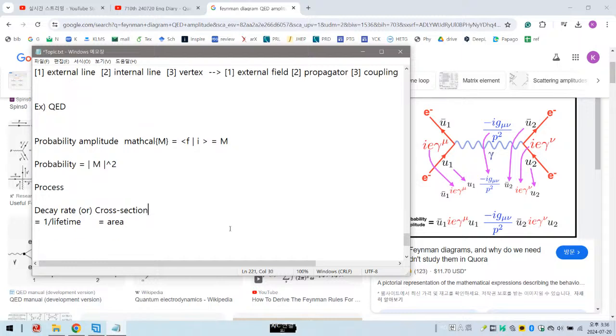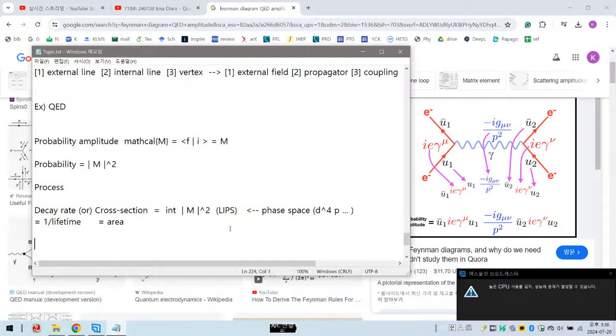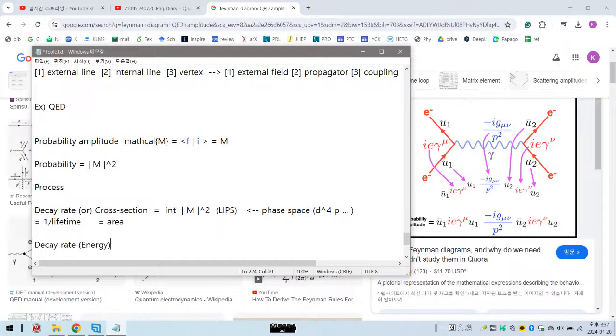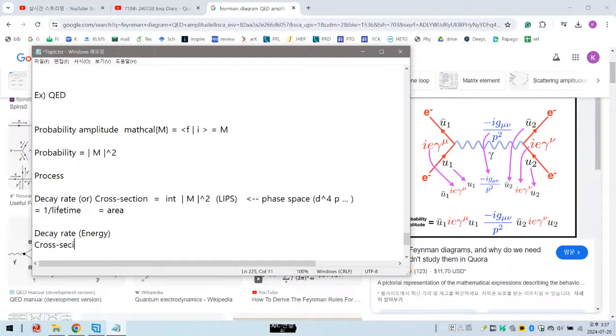And this decay rate and the cross section can be obtained by integrating this probability amplitude over the Lorentz invariant phase space. This is a phase space corresponding to the d4p. This is a special relativity regime, so we should use the unified space-time. So we can assign the decay rate and cross section, and they might be functions of something. For example, the decay rate is a function of the energy of some particle, or the cross section can also be a function of some energy or some angle.